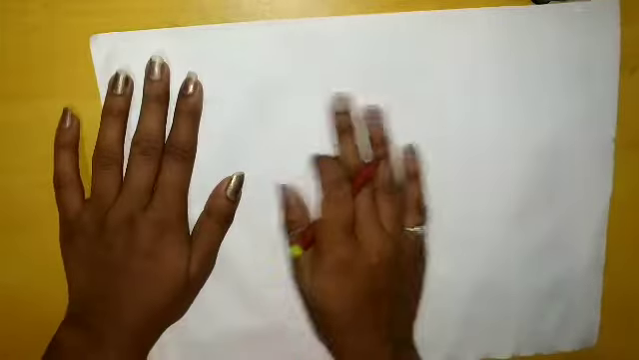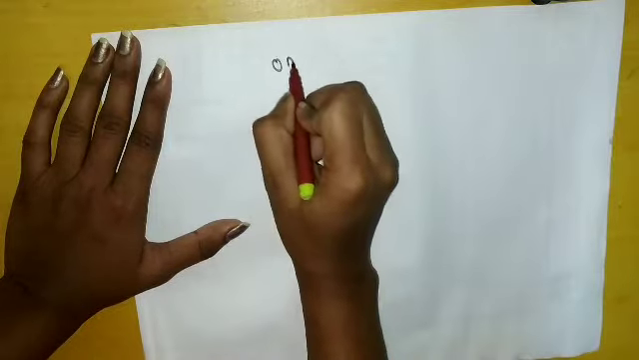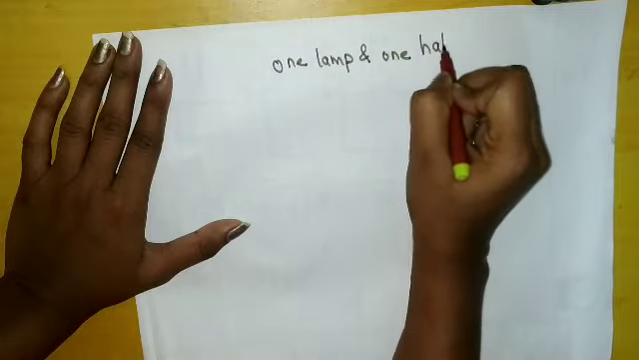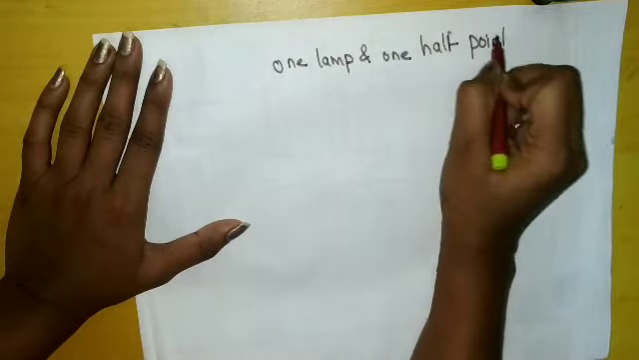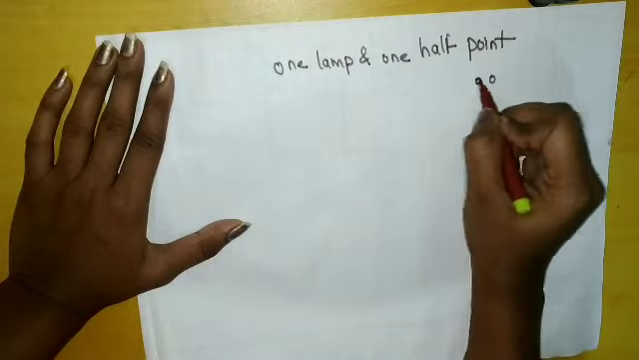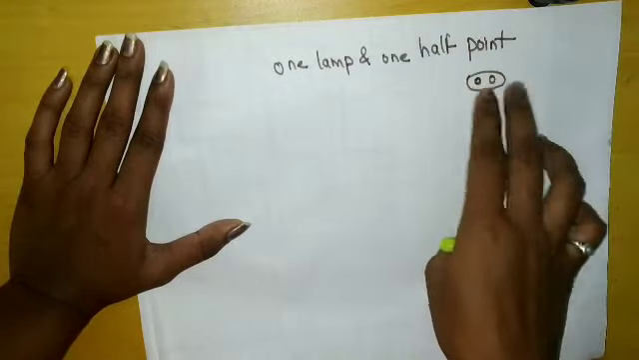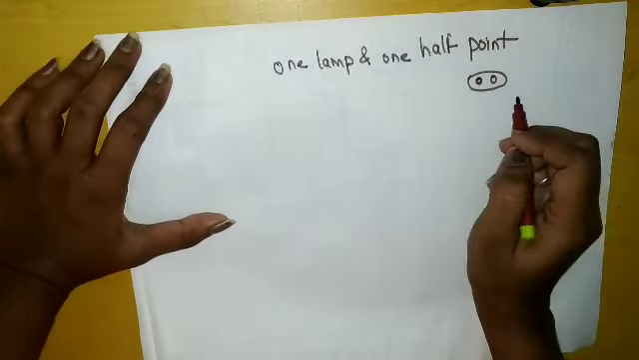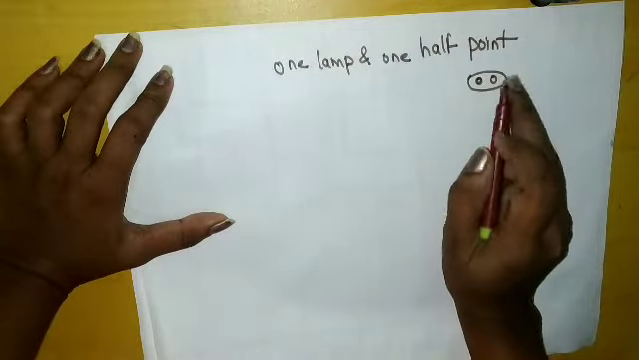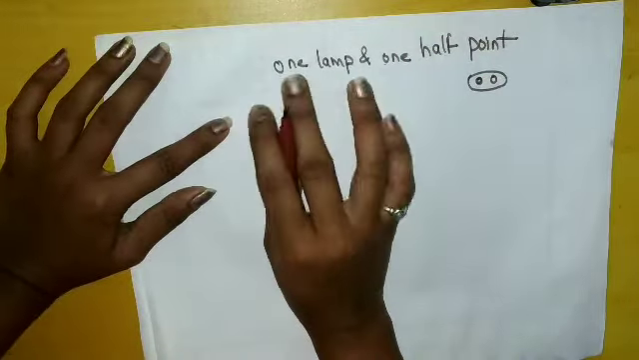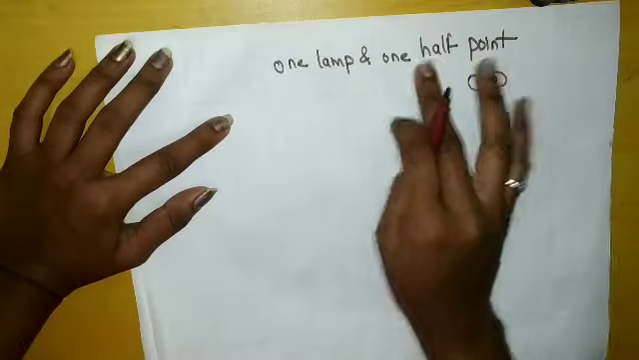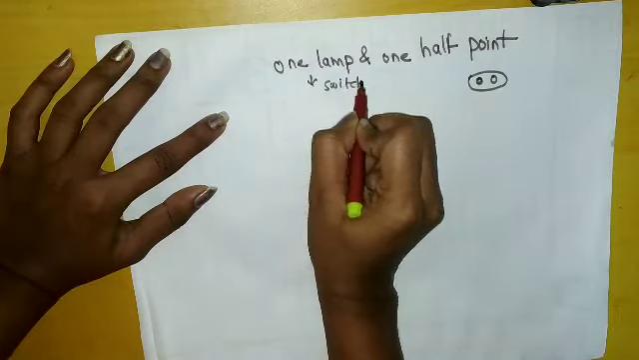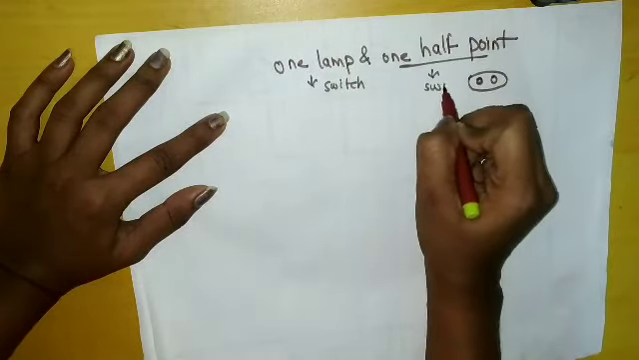So next one is 1 lamp and 1 half point. So half point means what? Just 2 phase. That means we can connect mobile chargers and everything here. So this is half point, right? There will be no earthing provided, just these 2 terminals. Now what they have asked us is to draw 1 lamp and 1 half point. To control 1 lamp we require 1 switch, and for this half point also we require a switch.